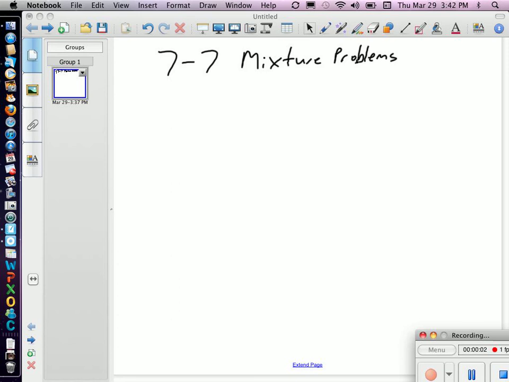All right, today we are going to be talking about mixture problems, which comes from section 7.7 in the book, starting on page 321.